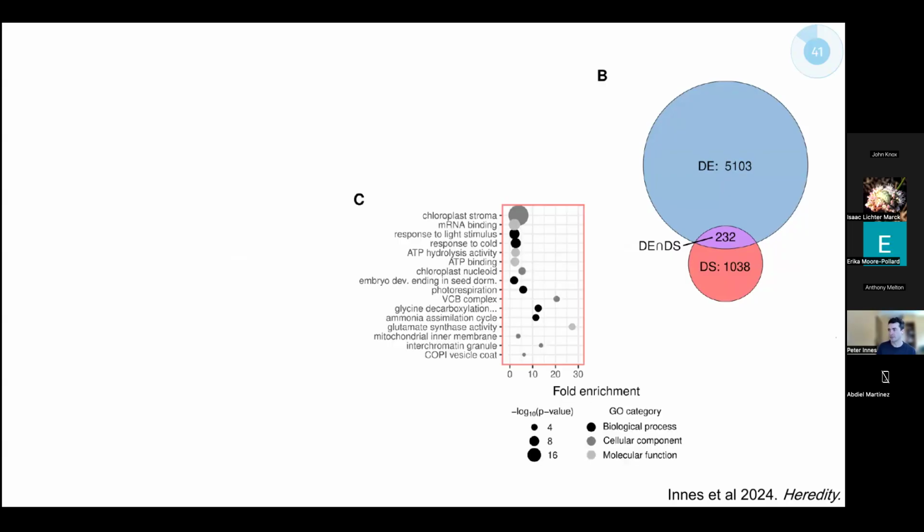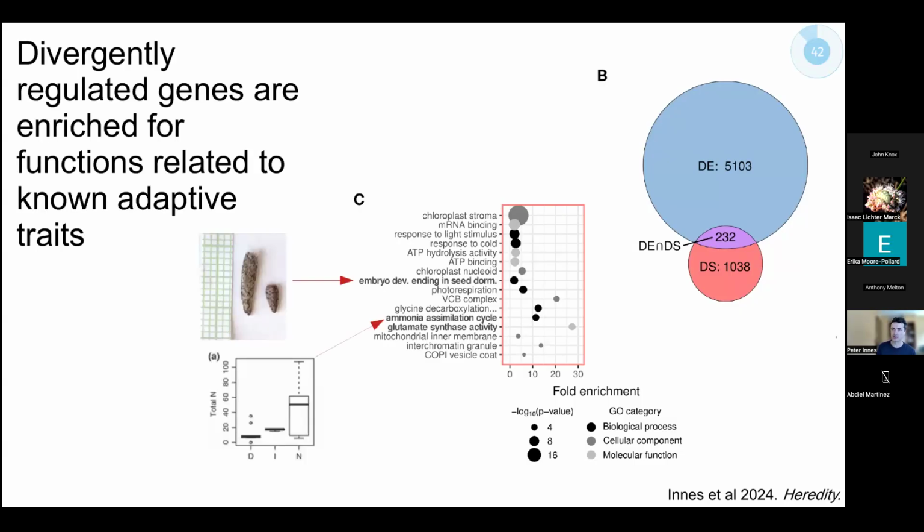For genes that were differentially spliced, we find some really interesting functions that correspond to known adaptive traits. For instance, there's a functional term that's enriched for embryo development ending in seed dormancy. This is speculative, of course, but it seems like that could be related to this difference in seed size. And we also see a couple terms seemingly related to nitrogen usage, which, as I mentioned, is very different between the dune and the non-dune habitats. So this is an intriguing result.